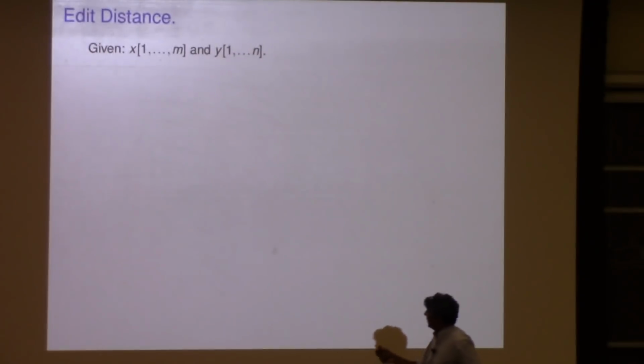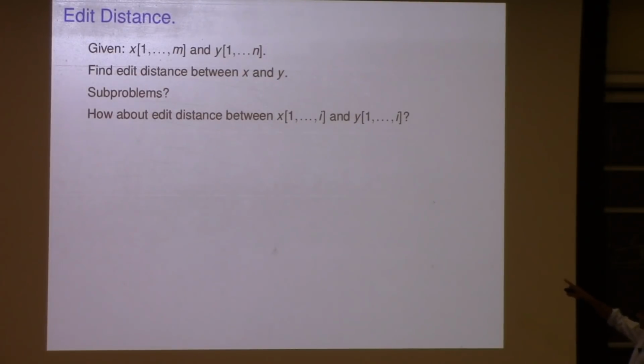So our input is 2 strings, x and y. X has m characters, y has n characters, and we want to compute the best edit sequence from one to the other, or the best alignment from one to the other. Sometimes it's just nicer to work with alignment. So you find the edit distance between x and y. What are the subproblems? Well, how about the edit distance between x up to i and y up to i? How about using that as the subproblems? In some sense, you want to align the first part of the strings before you align the whole string. Maybe that's a reasonable thing for the subproblems.